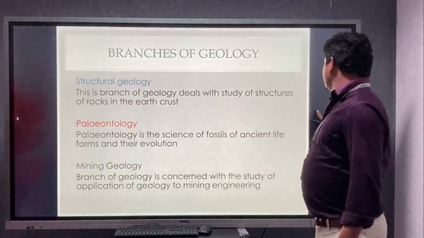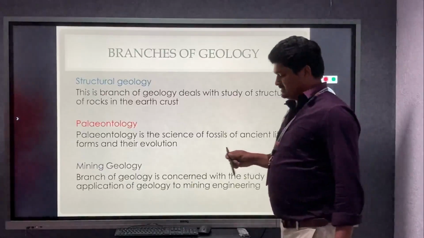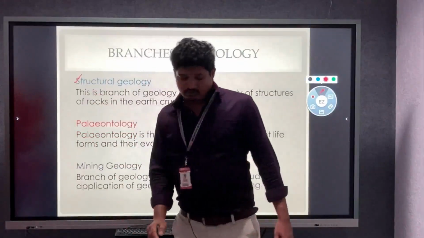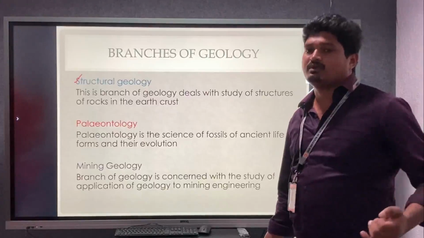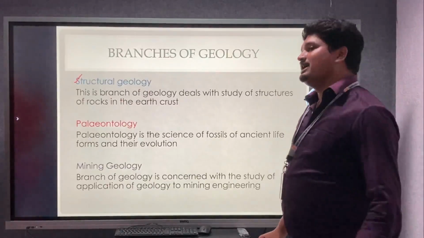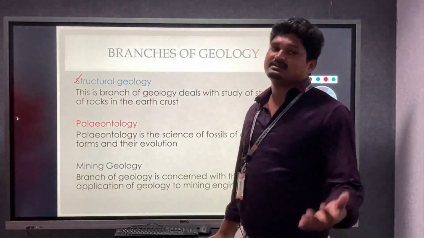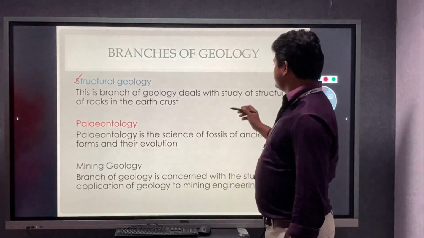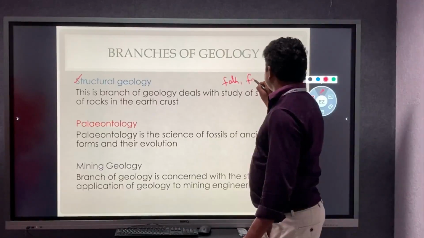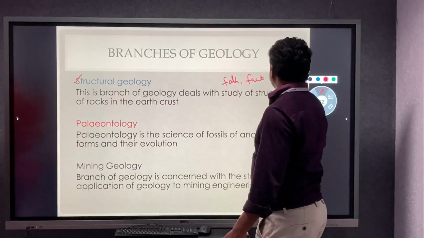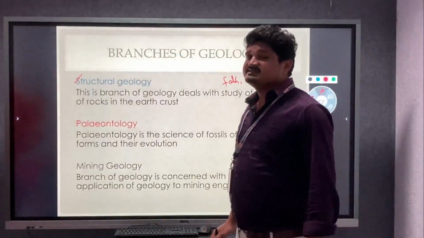And now coming to structural geology. In petrology, we learn about the primary structures. Primary structures are the different types of textures formed when the rock forms. After that, due to tectonic activity and climatic changes, the secondary structures are formed. The secondary structures are fold, fault and joints.